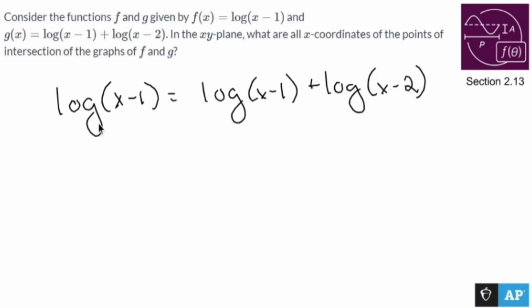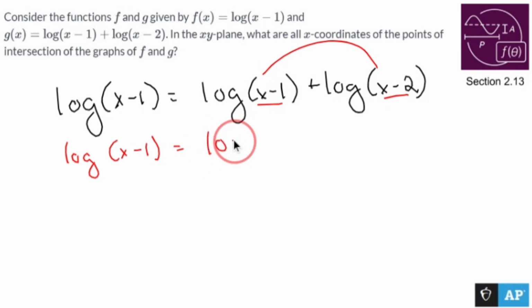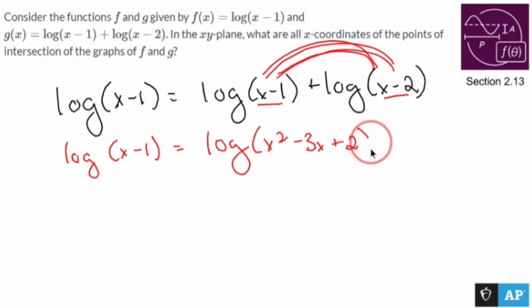Now, what I don't want to do is eliminate these and lose x values. So this is what I'm going to do instead. I have two logs on the right side of the same base that are being added together. When you add two logs of the same base, multiply the inside. So the left side is still going to be log base 10 of x minus 1, and that equals log of these multiplied together, which means they FOIL: x squared minus 2x minus 1x, so minus 3x plus 2.